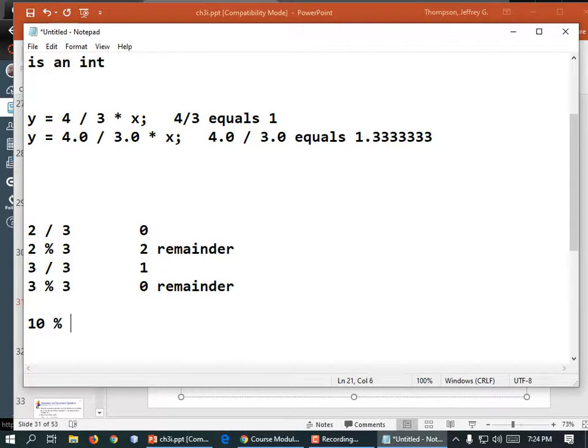So 10 modulus 7, well, 10 divided by 7, how many times does 7 go into 10? They're both integers, so there's not going to be any decimal points, so 10 divided by 7 rounded down is what? 1, right? And then 7 goes into 10 one time with a remainder of 3.